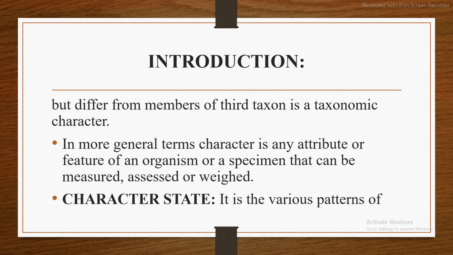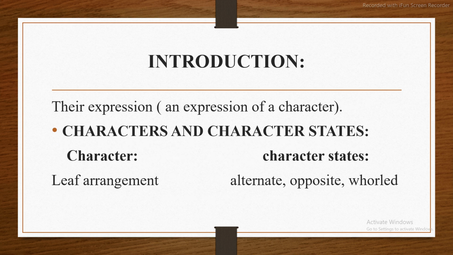Next is character state. Character state is the various patterns of expression. An expression of the character is called a character state. For example, the character is leaf arrangement, and the character states are, for example, alternate, opposite or rolled.